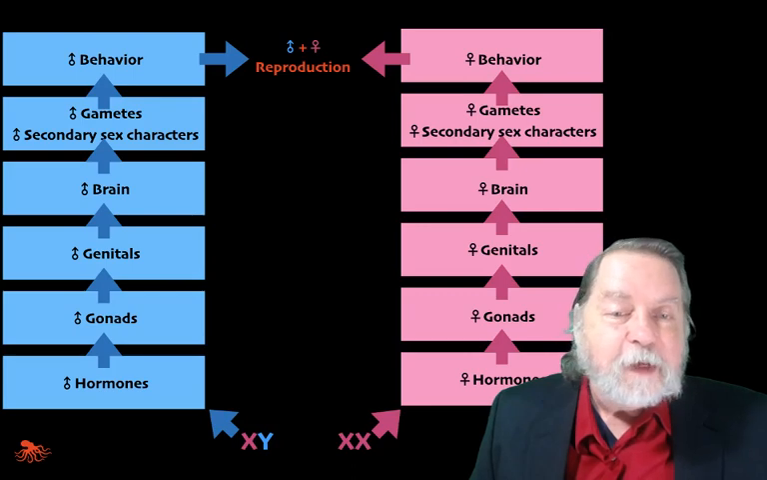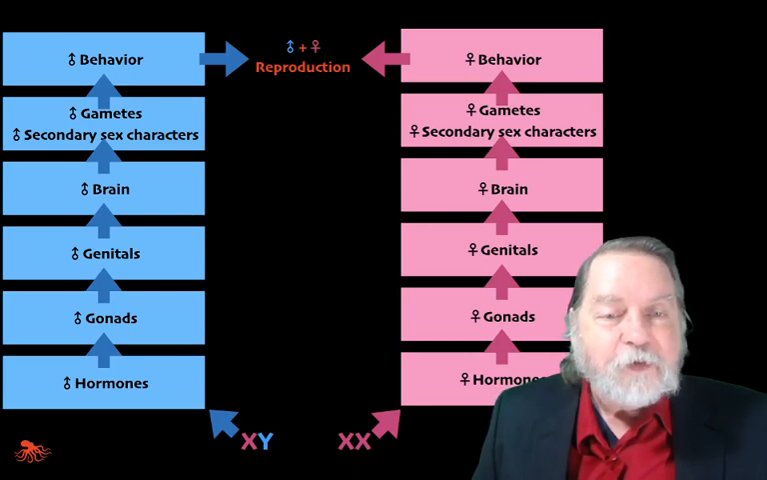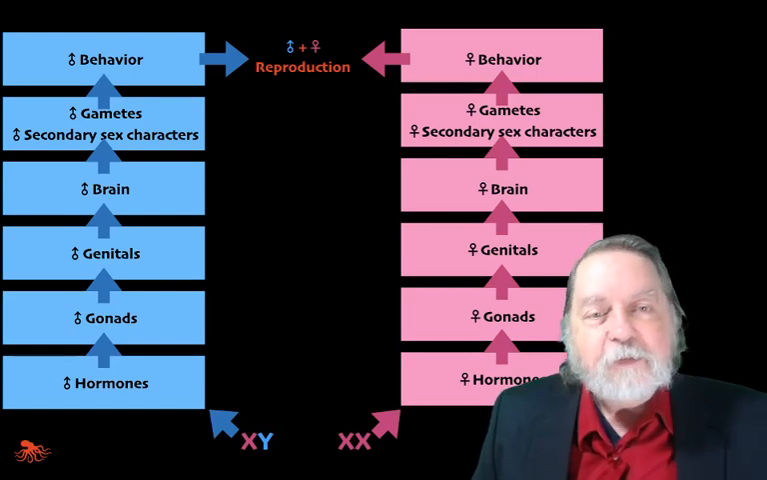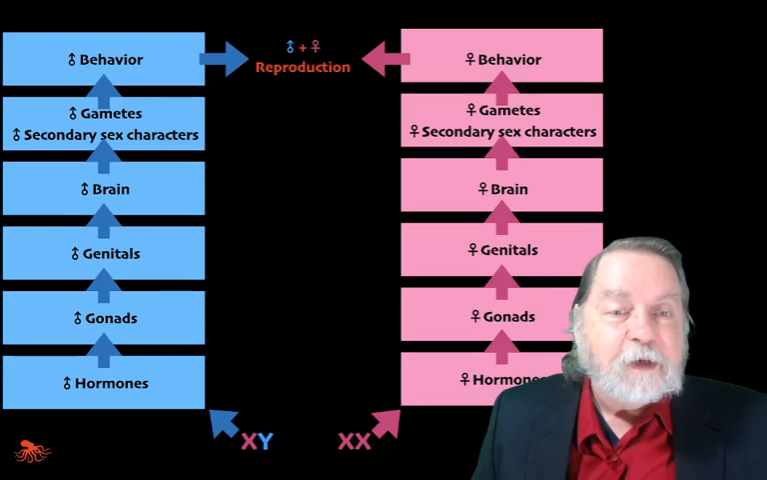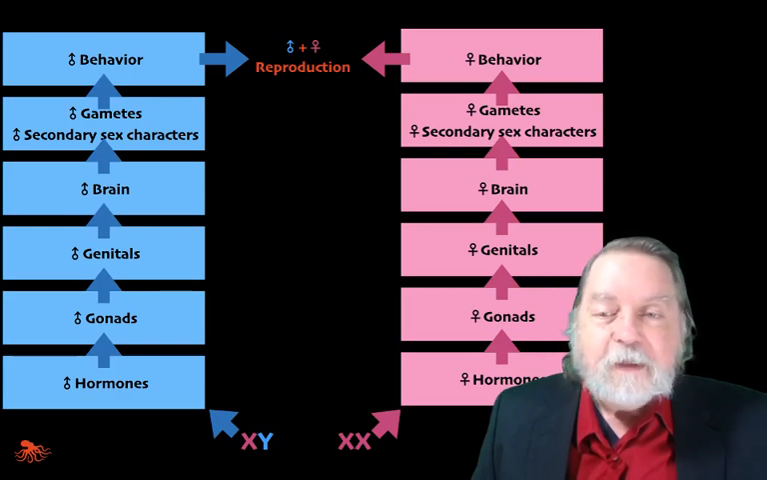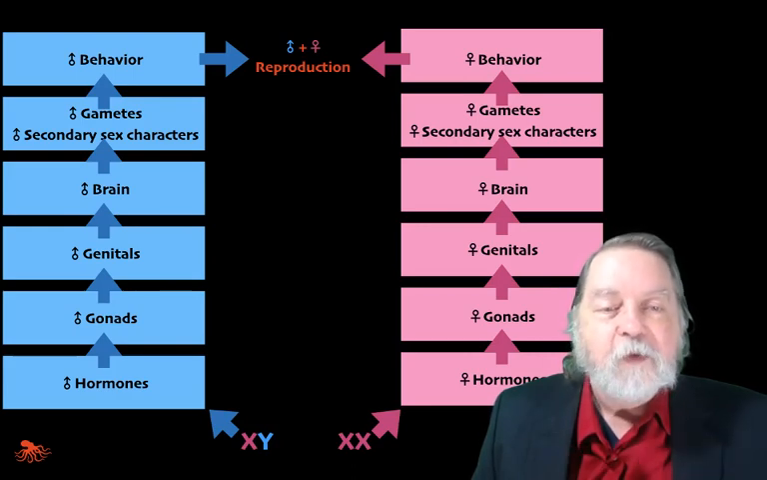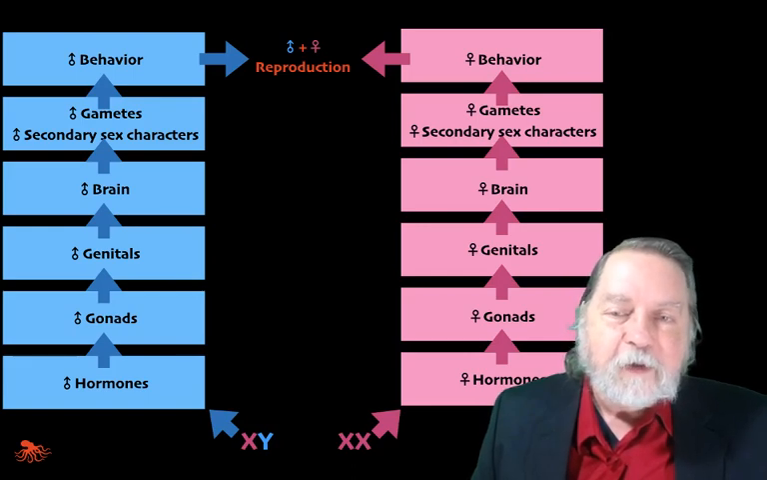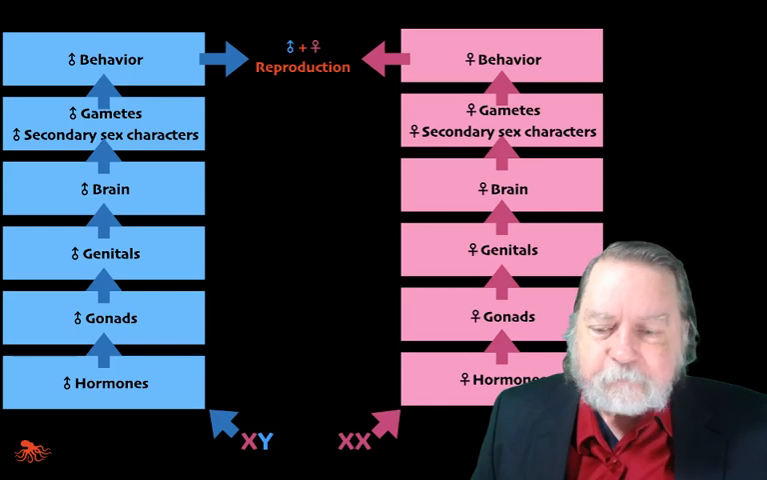On the other hand, if you've got an XX, then you get a different set of hormones, and it leads to different gonads, different genitals, different brain, different gametes, different secondary sex characters, and different behavior. And this is like development on rails. We just got this straightforward process going from step 1 to step 2 to step 3 to step 4, one right after the other, with little interaction between them.